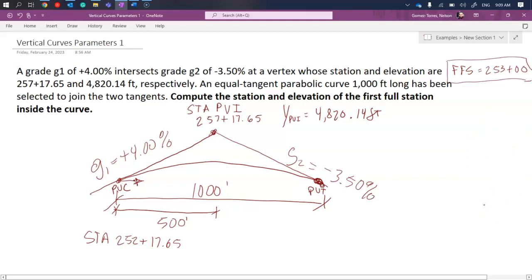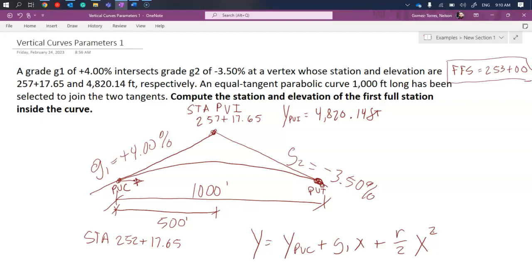And now the question is, what is the elevation of that first full station? To get there, I'm going to need to use the formula that is relatively long. The formula says that elevation equals the elevation of PVC plus G1 x plus R over 2 x squared. Let's start with the things that we need. I want the elevation, in this case, of the first full station.